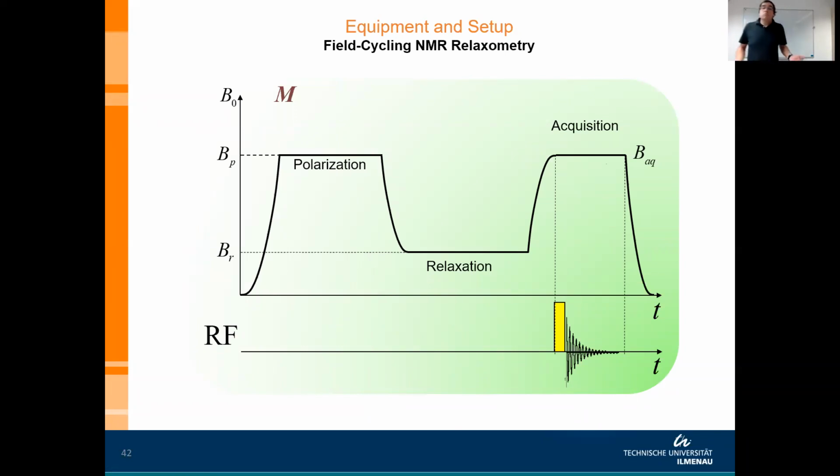And now the field cycling at the end is also an experiment to pre-polarize our sample, let's say to enhance sensitivity when we want to study relaxation at low fields here. We first pre-polarize, after that in the fast switching, the magnetization that is out of equilibrium will relax in this relaxation region. And then after that, we can increase the magnetic field again to the acquisition field here to gain sensitivity, apply the 90-degree pulse, and then measure the signal.